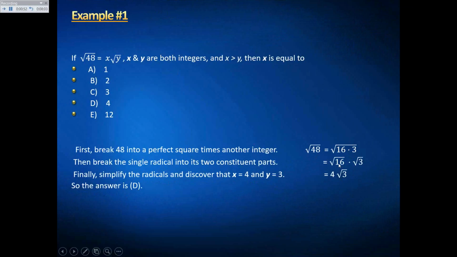Then, of course, we can take this out. Simplify the radicals. We know that x is equal to 4 and y would equal 3. They did not ask us about the radical. They just said x and y. What are those? And so they wanted to know what x is, and our x was on the outside of the radical, which would be 4.